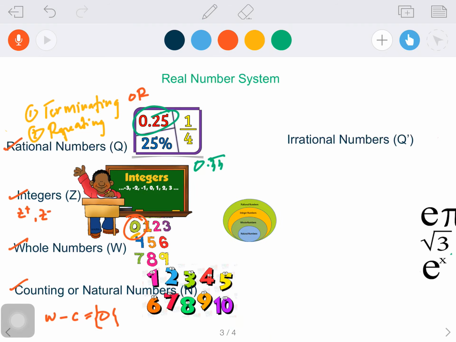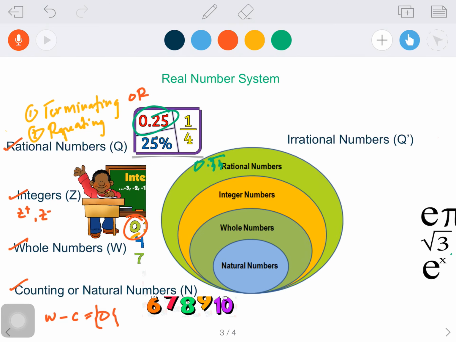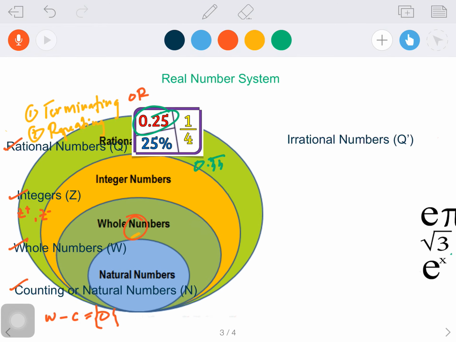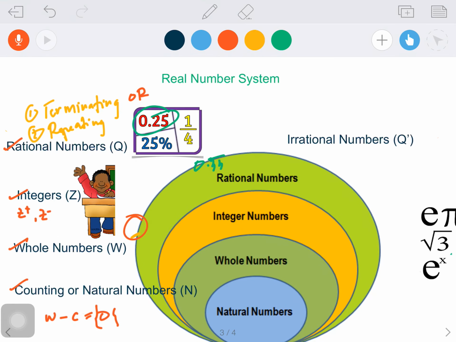So if we're going to summarize rational numbers, integers, whole numbers, counting numbers, we actually have what we call a Venn diagram. You can see here that the smallest circle is natural numbers, which is inside the whole numbers. Whole numbers and natural numbers are inside integers, and all three of them are inside the set of rational numbers. It's actually a good way to visualize where integers, whole numbers, and natural numbers would stand in terms of the set of rational numbers.